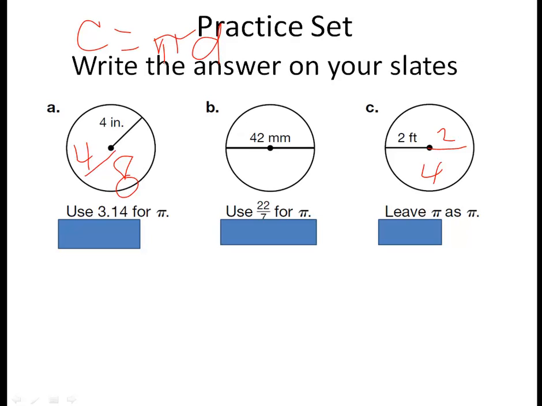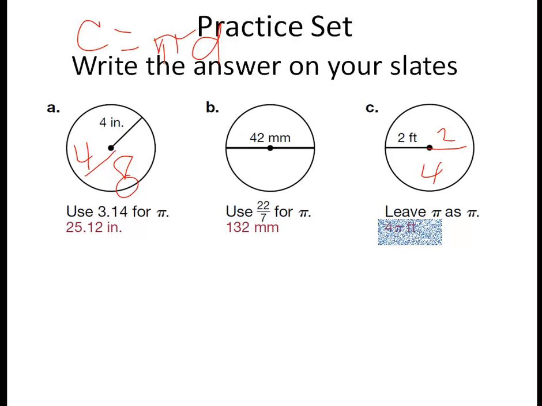For A, you should have taken 3.14 times 8 and come up with 25.12 inches. For B, you would have taken your 42 millimeters and multiplied by 22 and then divided by 7 and come up with 132. And on C, you would have just left pi as pi, so you just would have said 4 times pi feet equals circumference.